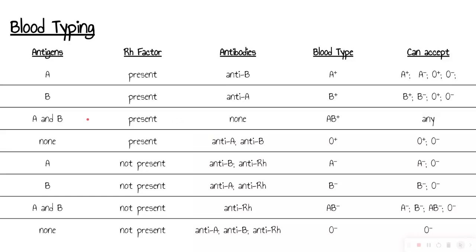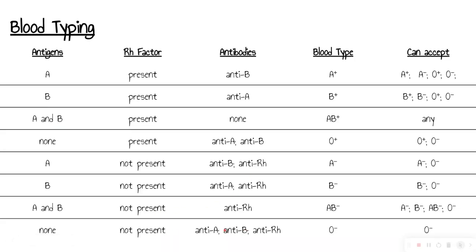AB positive is going to have A antigens, B antigens. That Rh factor is present. And because it has all three, A, B, and the Rh factor, we're going to have no antibodies. So type AB blood, AB positive blood, can accept any type of blood. Any donor can donate to somebody who has AB positive blood. And that's because we have the A antigen, the B antigen, and we have that Rh factor. So there's nothing that this red blood cell is lacking. There's nothing that it's producing antibodies for.